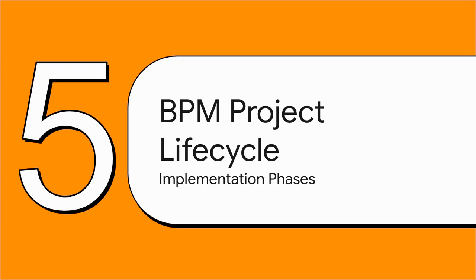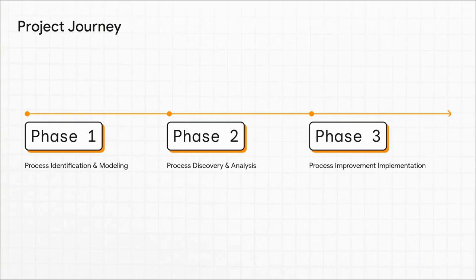Section 5. The BPM Project Lifecycle. Now we're going to translate all of these concepts into a real-world, actionable project lifecycle. If you were handed a group assignment to fix a business, here is exactly how you'd execute it. A comprehensive project journey basically happens in 3 distinct phases. First up is identification and modeling, where you figure out what the process is and draw it out. Phase 2 is discovery and analysis, where you dig into how it's actually performing versus how it should perform. And finally, Phase 3 is improvement, where you actually implement those critical changes.